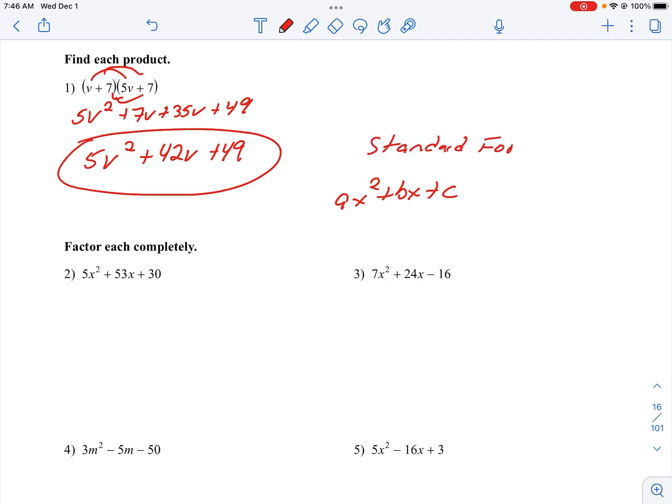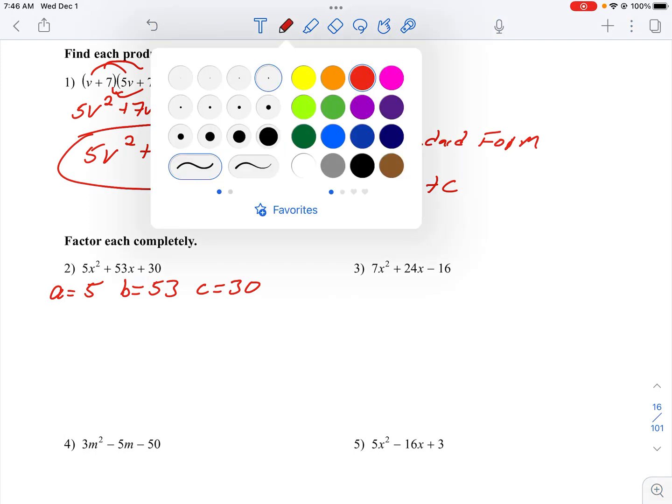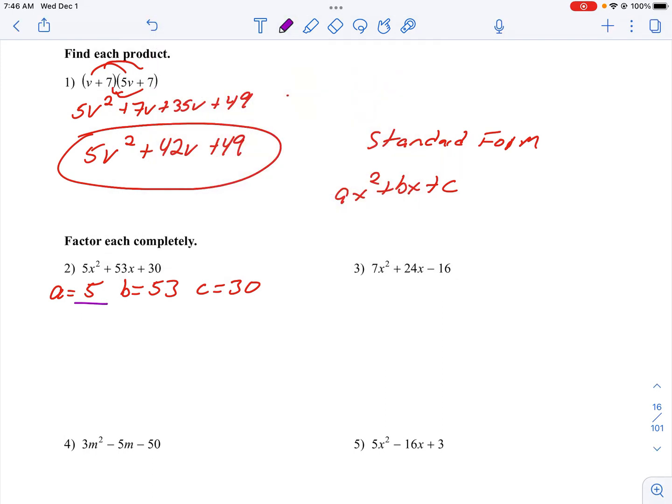The second thing is, I'd like you to identify a, b, and c. Again, a is the coefficient of the quadratic term, b is the coefficient of the linear term, and c is the constant. I shouldn't say coefficient, it's just the constant. What we're going to do then is list out factors of 5, meaning numbers that multiply to give you 5.